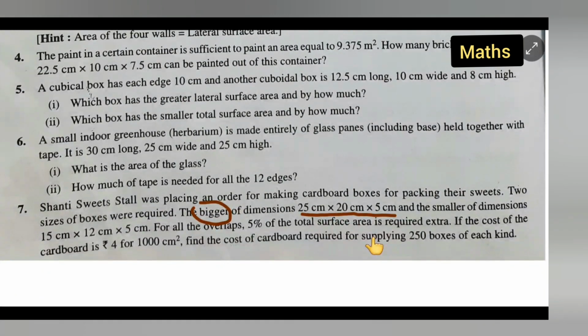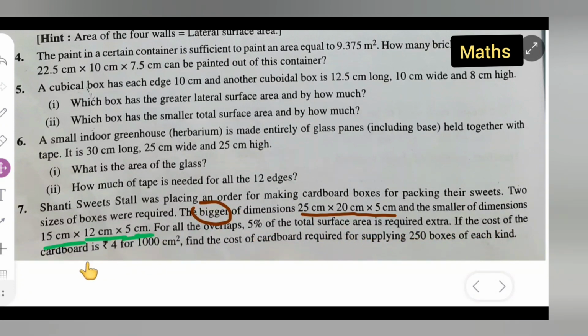Next part is, the smaller box dimension is what? 15 into 12 into 5. That means this 15 is your length, 12 is your breadth, and 5 is your height. Okay, for all the overlap, 5% of the total surface area is required extra.